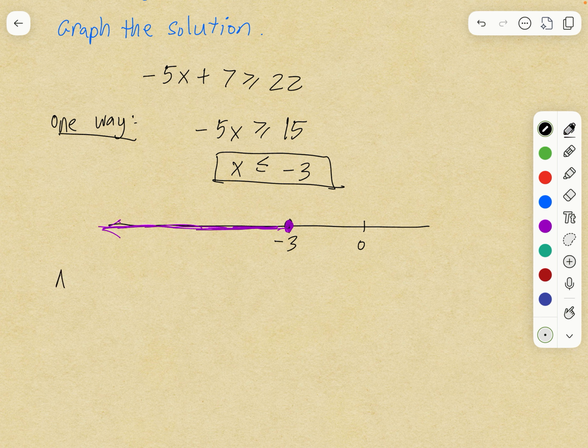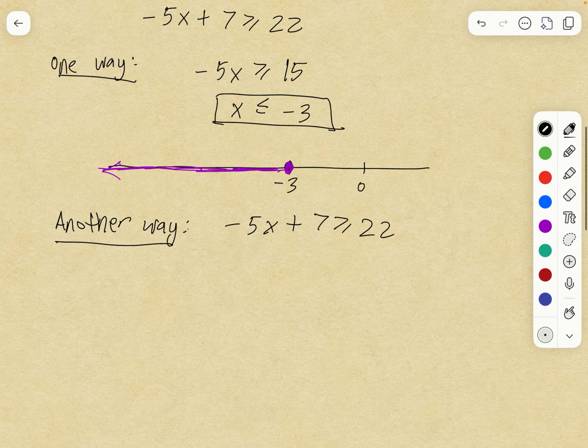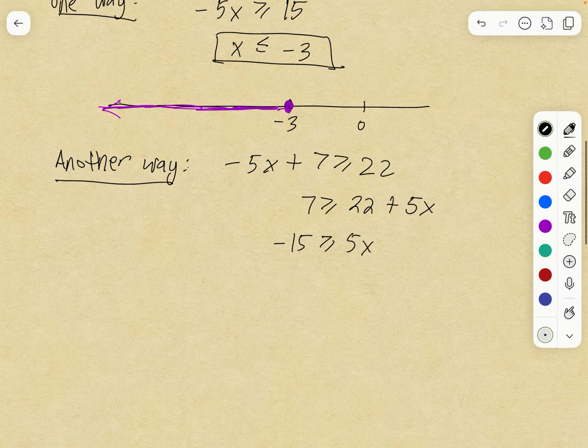Then another way to do it, if you don't want to divide by negative numbers, is going back to the original one, you can add 5x to both sides to get 7 is greater than or equal to 22 plus 5x. And that way, the number in front of the x is positive. Then you subtract 22 on both sides to get negative 15 is greater than or equal to 5x. And then divide both sides by 5.